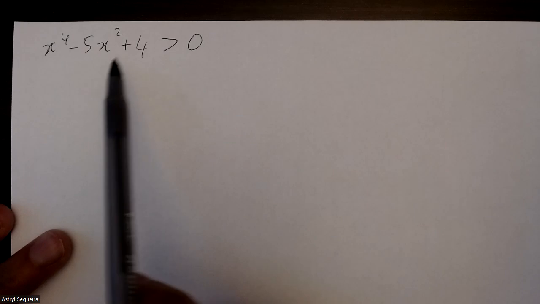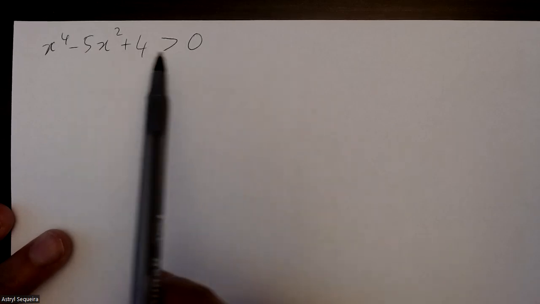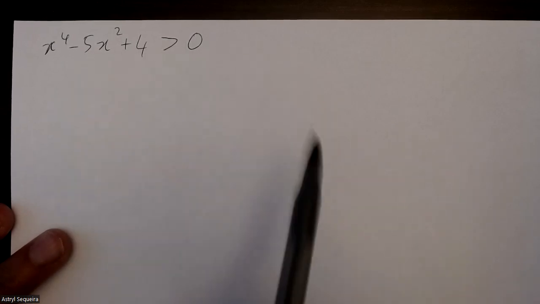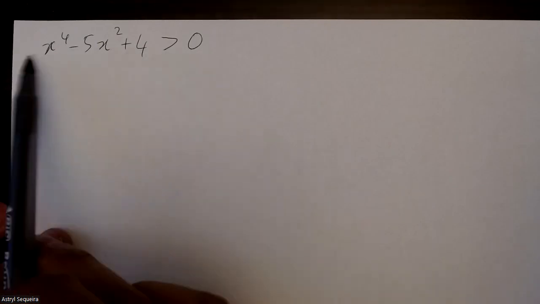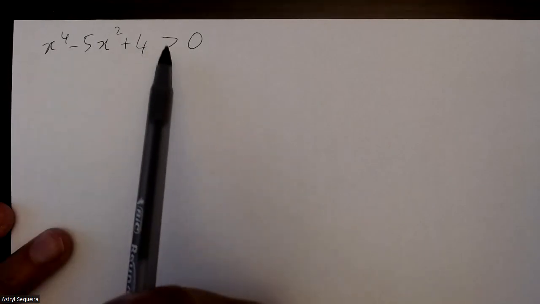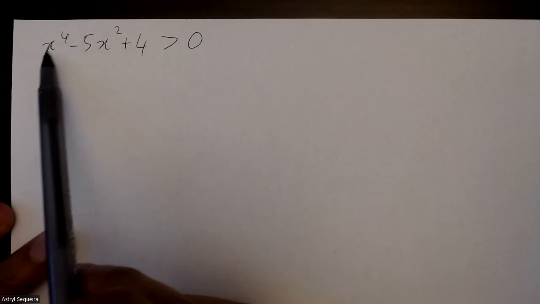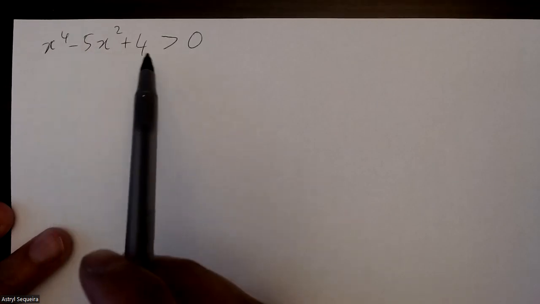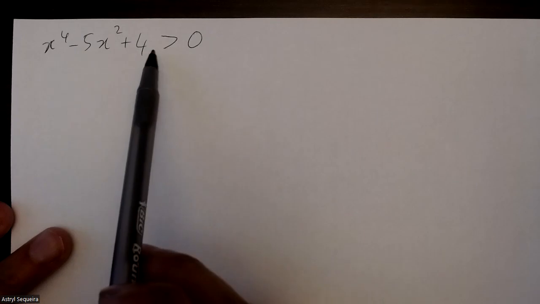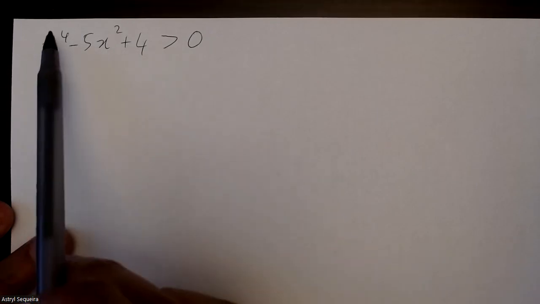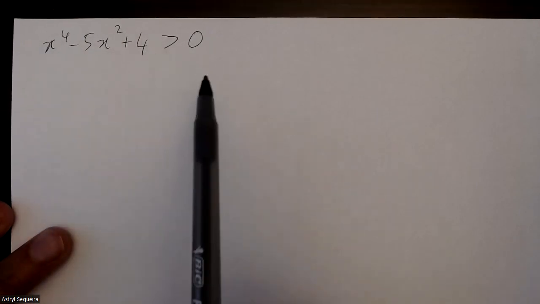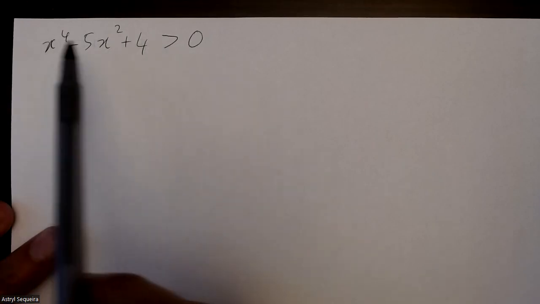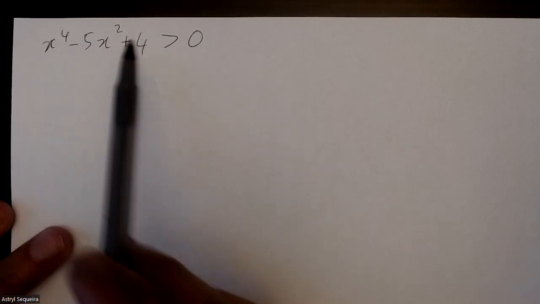All right, so we want to solve this polynomial inequality. So we're going to have a range of solutions. The first thing you want to do is factor this equation. Now, this is an x^4 quartic equation, so typically you might want to factor it using factor theorem and synthetic division. But in this case, because this is x^4, x squared, and a constant, you can just factor this like a trinomial basically.